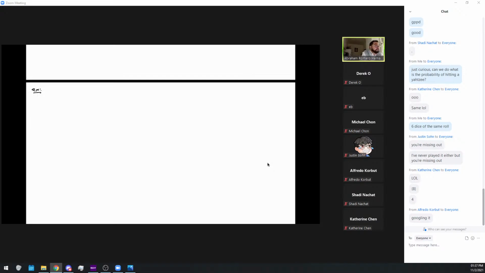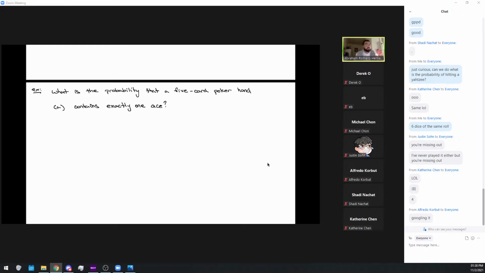Now, let's try another example. Something a little bit different. What is the probability that a 5-card poker hand, and we're going to do a couple examples of this, contains exactly 1 ace? Okay, so we're playing five card poker.